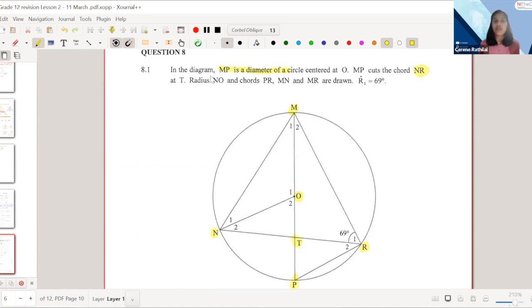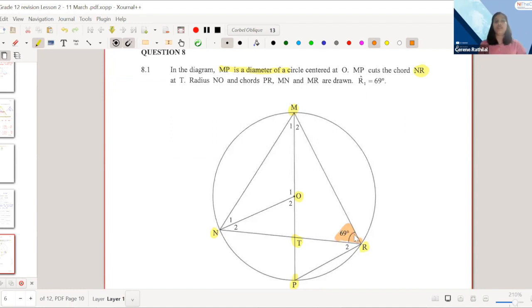We're then told that NO is the radius of the circle, and that's clearly understood because it is a line from the center drawn to a point on the circumference. And we're told that we have chords PR, MN, and MR. Here's PR, that's MN, and MR. Agreed. And we're told that angle R1 is 69 degrees.